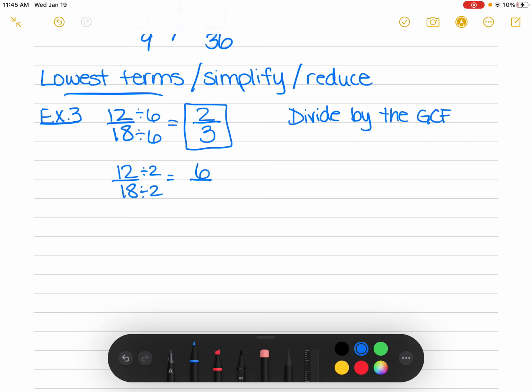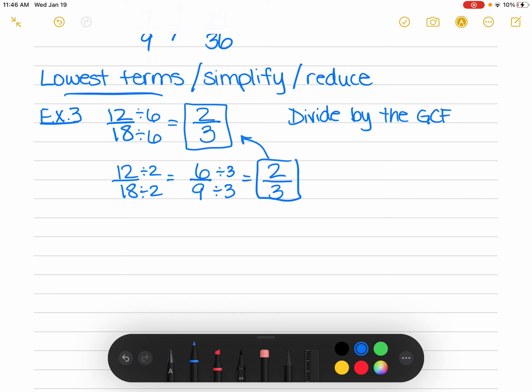Well, I get 6/9. Well, that's not the same as this, and I want the same. I want the lowest terms. This is a little bit simplified, but not all the way. So for lowest terms, I need to divide again. So I say, what else can 6 and 9 be divided by? Well, both of these can be divided by 3. And so now I do 6 divided by 3 is 2, and 9 divided by 3 is 3. So see, I got the same answer.